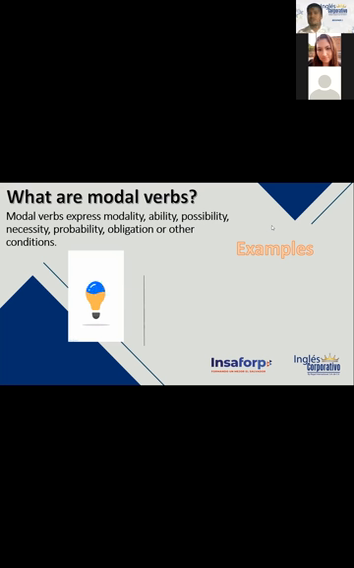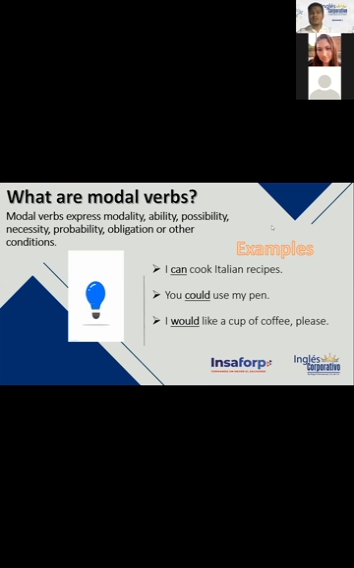We call them modal verbs, guys, because each one of them is used for a different situation, such as possibilities. The ones that we are going to see today, can and could, are focused on possibility or probability. And we have some examples right here, like I can cook Italian recipes, or you could use my pen. We also have an example that we are not going to see today, that is would, but it is part of the modal verbs, but this is just a general example. I would like a cup of coffee, please.